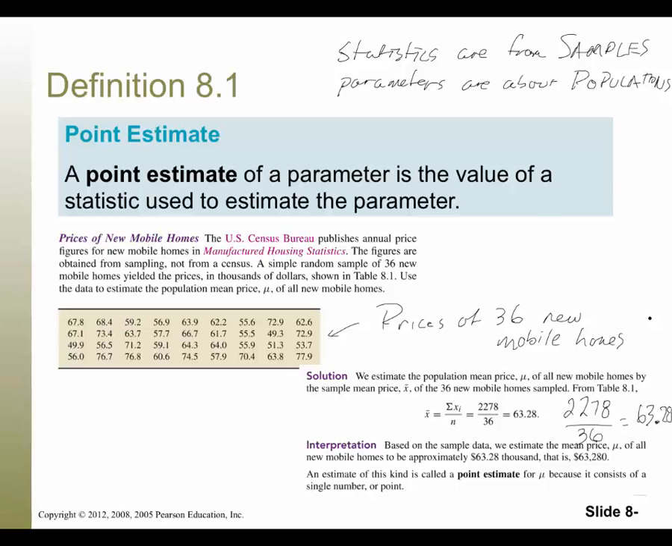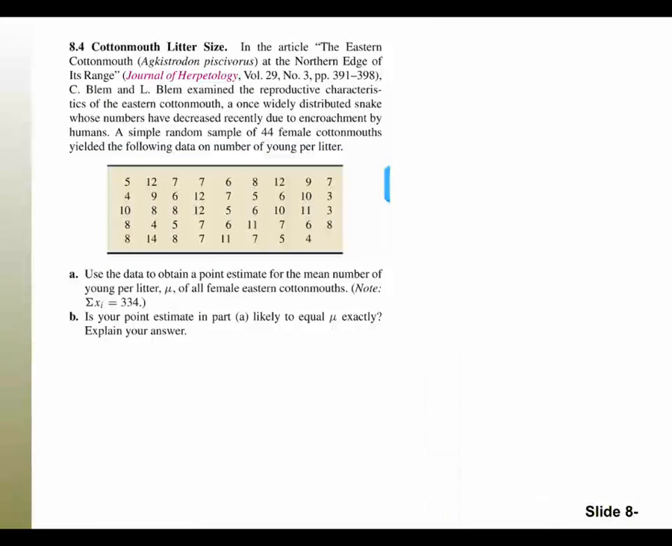Does it make sense? Using a statistic to say, this is what the value of the parameter is. Using this value from the sample to say, this is what the corresponding value of the population is. Point estimate. Okay?